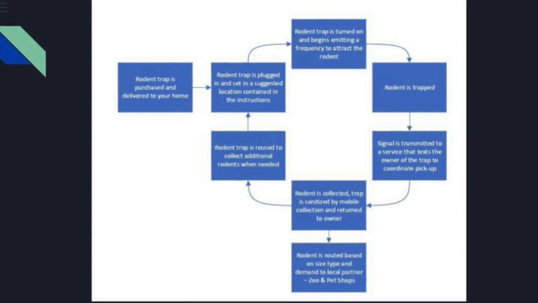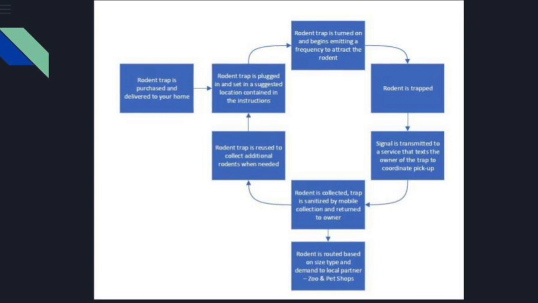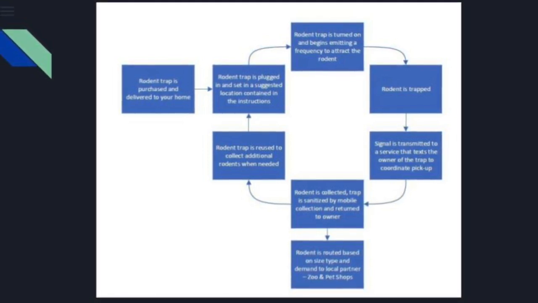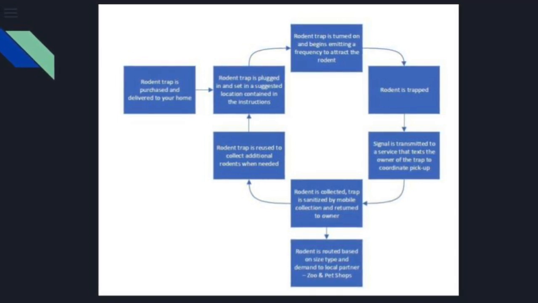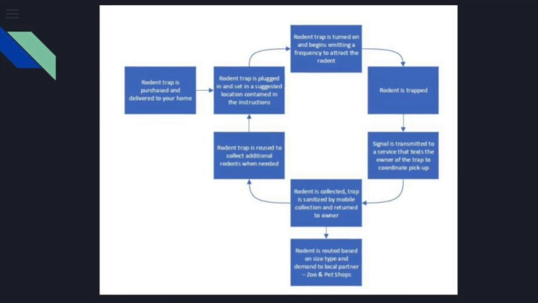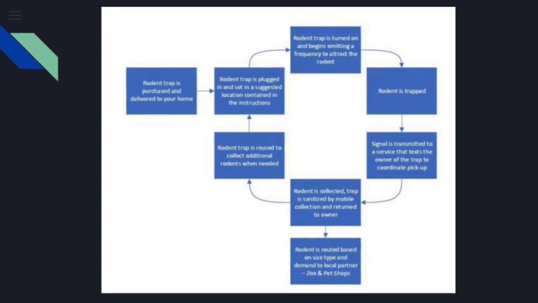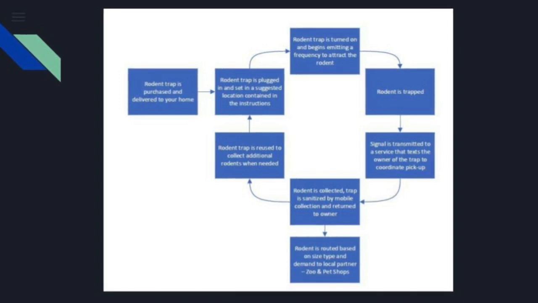And then this is where it branches off a little, where the rodent is routed based on size, type, and demand to a local partner, whether it be the zoo and to their reptile feedstock, or to a pet shop to use either for their animals that are live in the pet shop or as a service that they will provide to their customers of reptiles in flash freezing the mice to sell to them later, or selling them live. It continues on its cycle as the rodent trap is reused to collect additional rodents when needed by the owner, or just stored for future use if it is not immediately needed, so the owner doesn't have to purchase another one in the future.